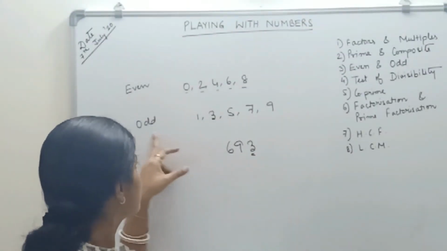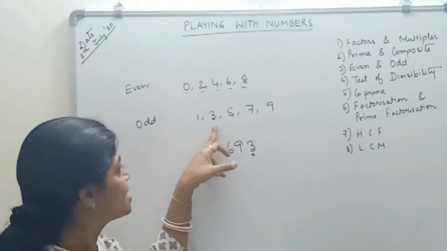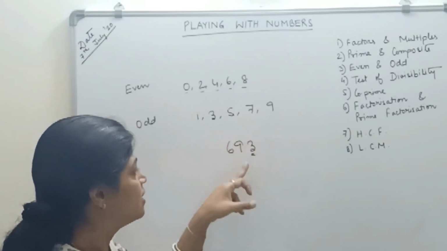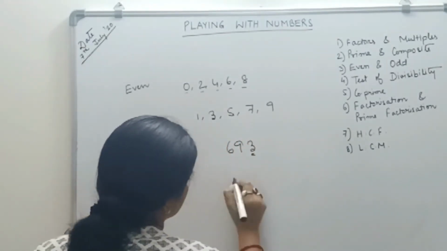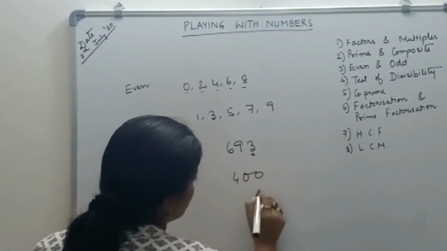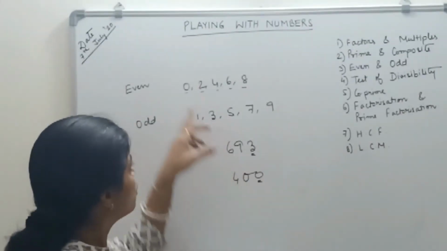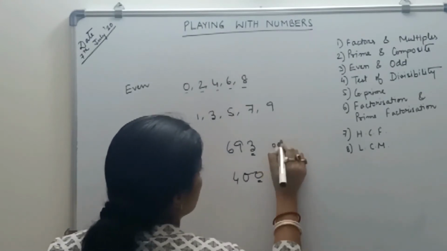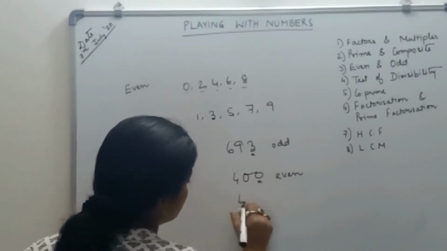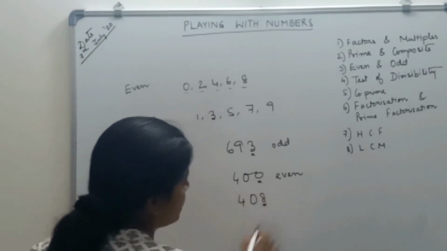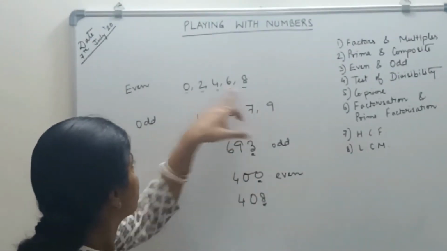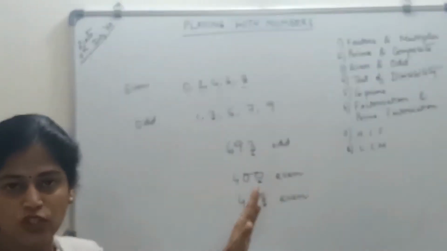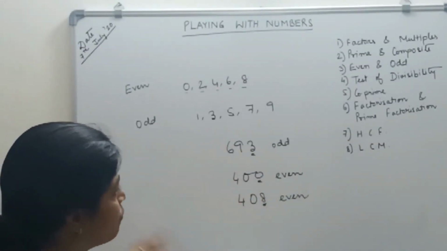By seeing only, you can say it's an odd number, because if the last digit of a number is 1, 3, 5, 7 or 9, then it is an odd number. Now if I write a number 400, what is the last digit? It is 0. So 0 means this is even. Similarly, if I write one more number, suppose 408, 8 means even. So by seeing the last digit also you can say which number is odd and which one is even.